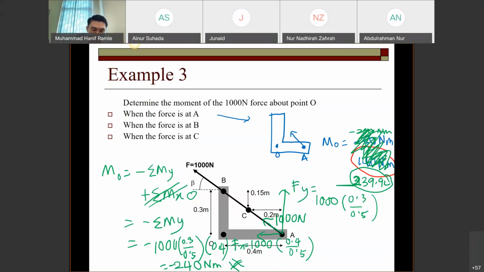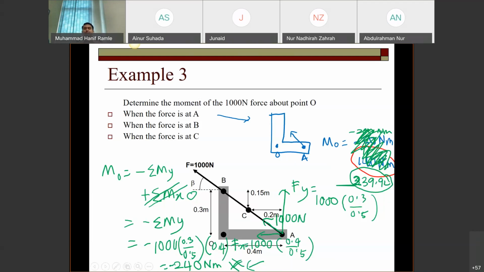Okay, if you want to put it like this, I also accept the answer. No need to put CW, CCW. If you want to put both, I also accept the answer. Again, if you have a question, please switch on the mic and say. Any question?